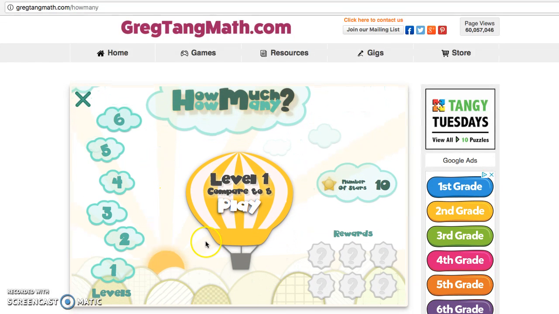I'm going to start out with level 1, and this is comparing numbers to 5. Right here, we can go up to level 6, and so the difficulty of these does get quite a bit. Each little cloud does get more difficult for the essential word problems that they're going to be doing. The number of stars, these are kind of like helpers that you can use. So level 1, comparing to 5, I'm going to go ahead and push play.